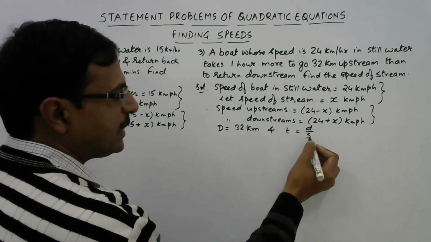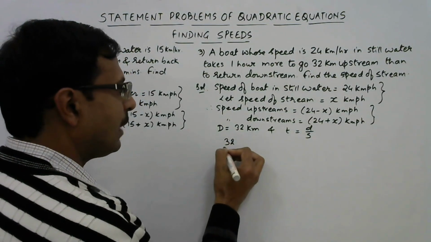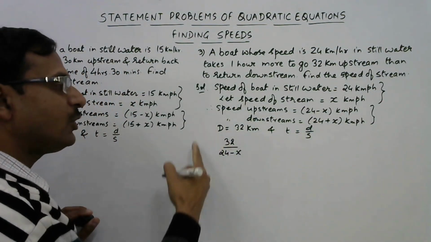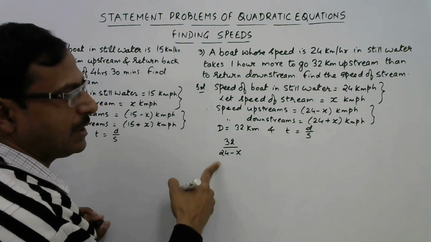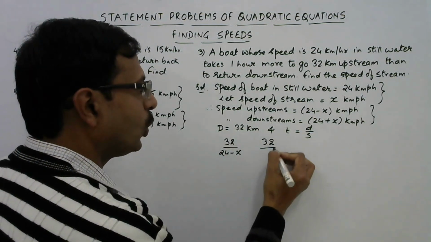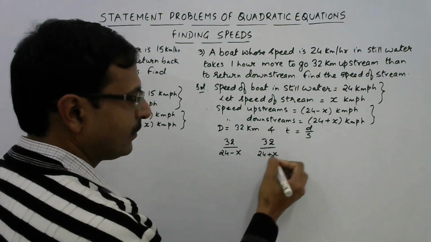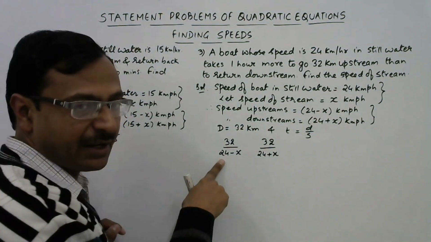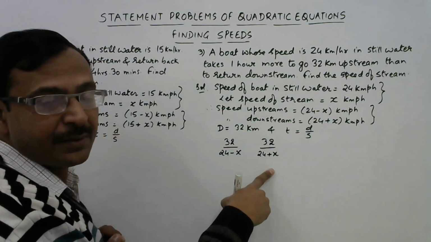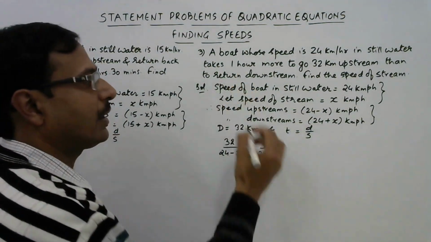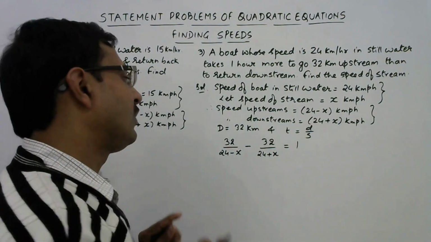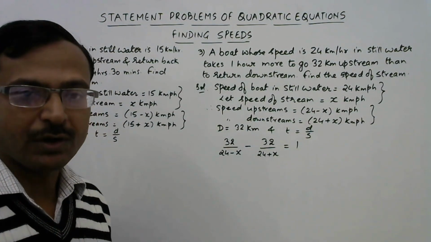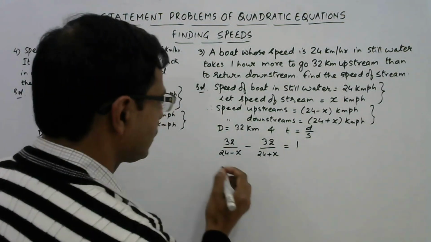Now time is distance upon speed. Distance is 32 upon speed upstream is 24 minus x. Now this is the time taken to go 32 kilometer upstream, and this is the time taken to go 32 kilometer downstream. Obviously upstream time has to be more, so this time I have written first and this time later, and the difference between these two times is 1 hour, which is mentioned in the question. So the equation is formulated now, and all you need after this is to just solve by taking LCM. So let's see how this solution can be done.